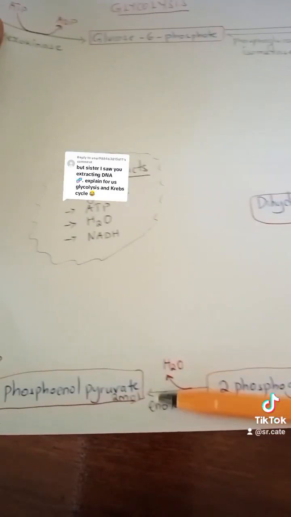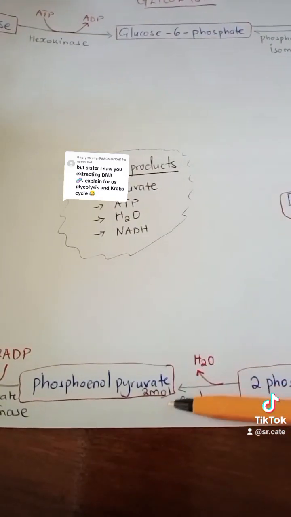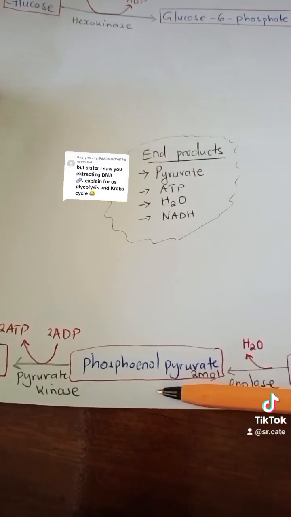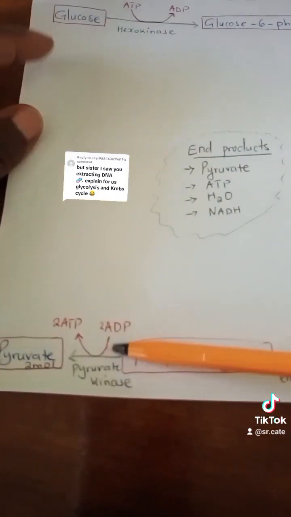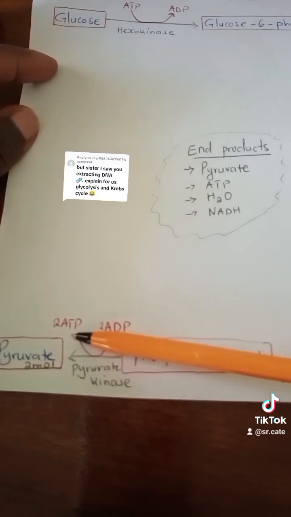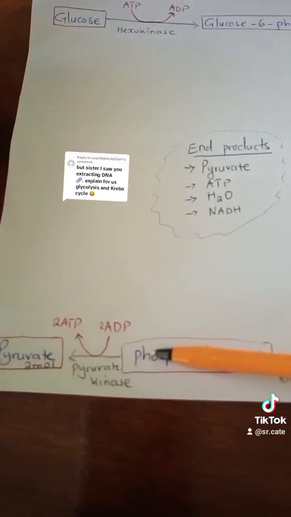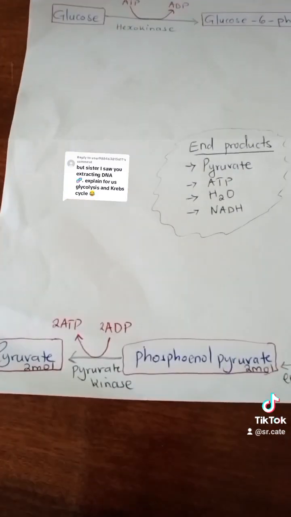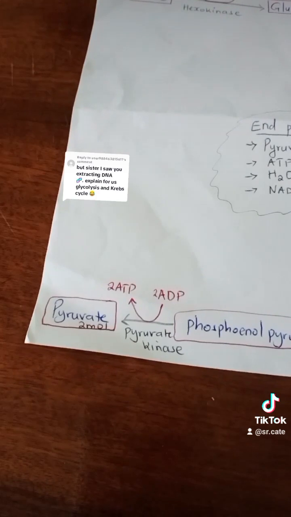enolase, and the resulting compound is phosphoenolpyruvate, which are also two molecules. Now, phosphoenolpyruvate is converted to pyruvate, whereby we have the production of the second molecule of ATP, which is catalyzed by pyruvate kinase, and the resulting compound is pyruvate, which is actually the end product of glycolysis.